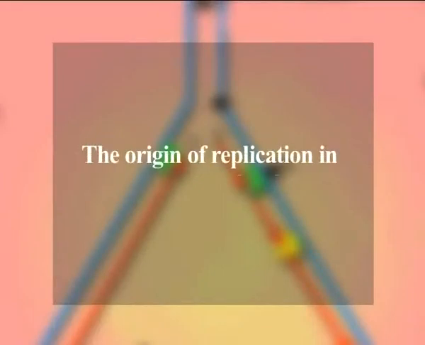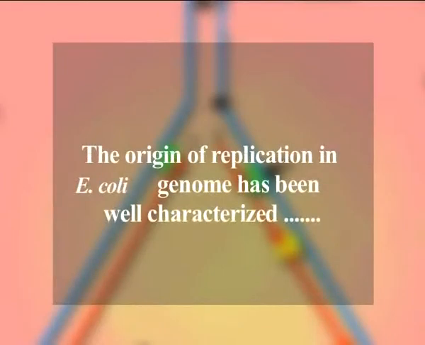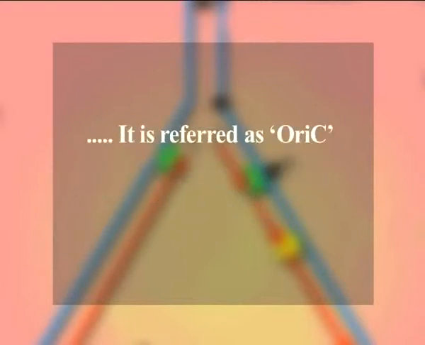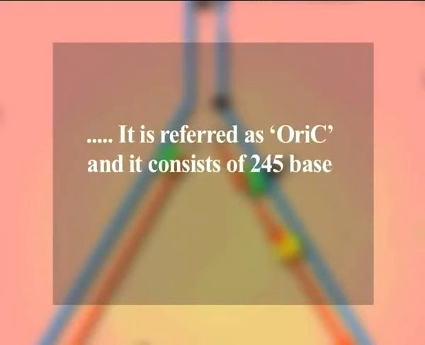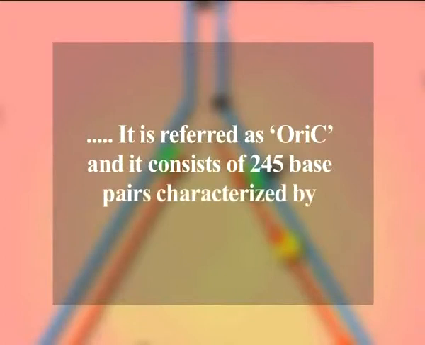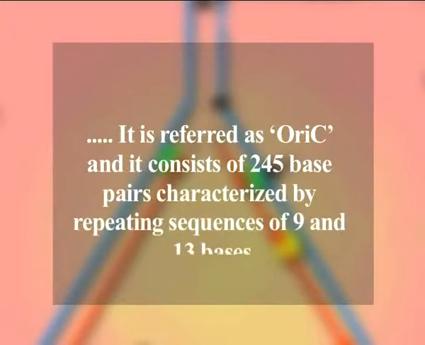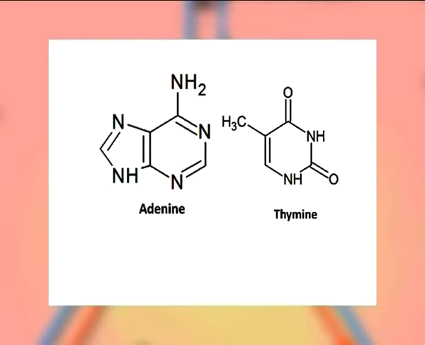The origin of replication in the E. coli genome has been well characterized. It is referred to as oriC and it consists of 245 base pairs characterized by repeating sequences of 9 and 13 bases. The sequences at the origin of replication are adenine-thymine rich, which makes the melting of double-stranded DNA easier. The origins of replication in yeast are referred to as autonomous replicating sequences, ARS. However, the origins from higher organisms have not been well identified.